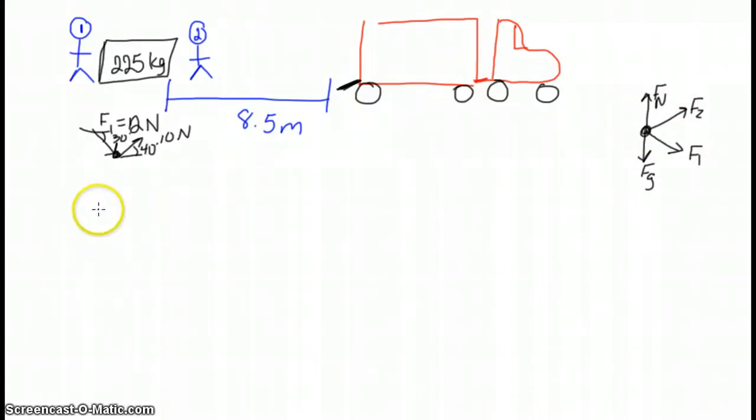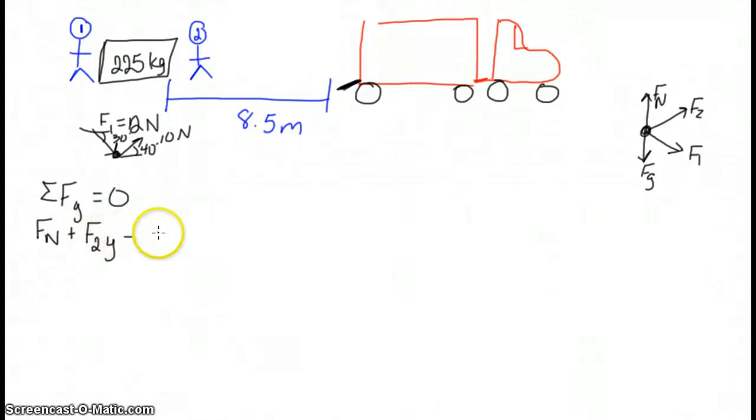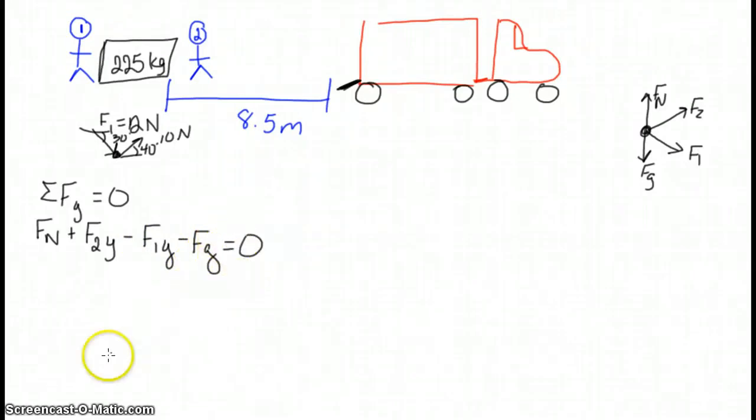So, what we know is that obviously the box isn't rising off the pavement, and obviously it's not sinking in, so we know that the net force acting on the box in the y direction should sum to 0. So what forces do we have in the y direction? We have force normal. We have the y component of SPY 2 upward. We have the y component of SPY 1 downward. And we have force due to gravity. Now that should all sum to 0.